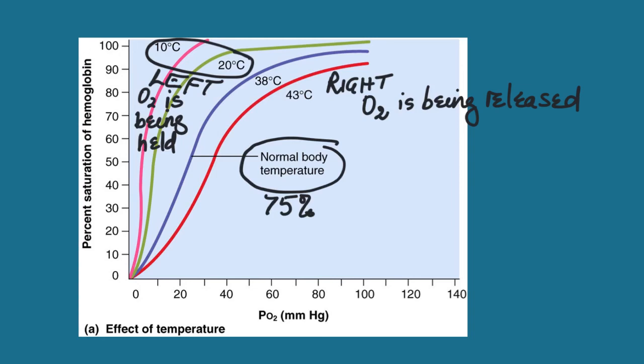When you look at this at 43 degrees Celsius, the temperature of a tissue which is very high clearly means that the tissue is metabolically active, so the hemoglobin decides to give up the oxygen. Any curve to the right means giving up the oxygen. Any curve to the left means holding on to the oxygen. A tissue that's cold, 10 or 20 degrees Celsius, is much lower than body temperature. The hemoglobin decides to hold on to the oxygen and says, well, you're not doing anything, you don't need any oxygen.